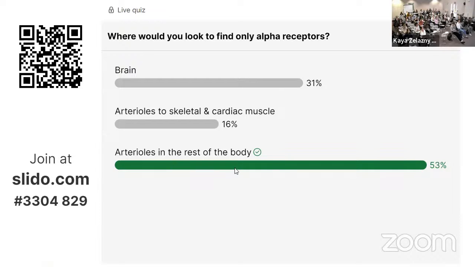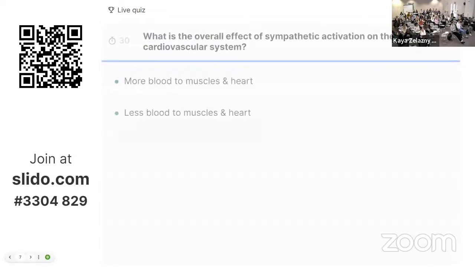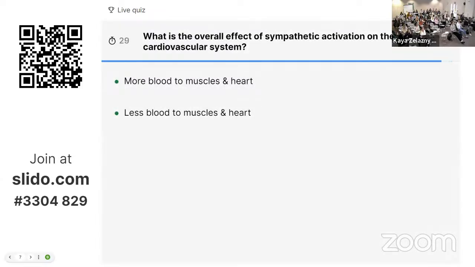And this is why we see a big effect on total peripheral resistance, right? Everywhere out in the body, when we activate our sympathetic nervous system, it's partially because of those alpha receptors throughout the body. When we think about distribution of blood, when our sympathetic nervous system is activated, what's going on with that blood? Where is it going? Is it going more to muscles and heart, or less to muscles and heart?